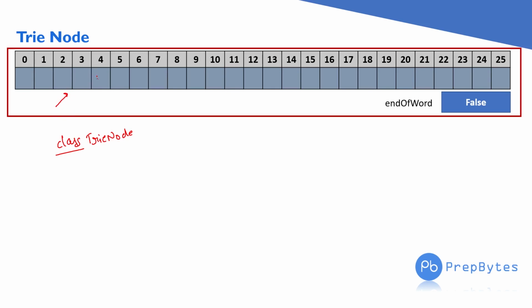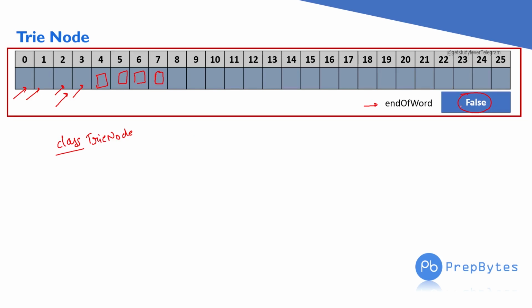What is the meaning? Each and every element will be a TrieNode itself. Then in the beginning you have to make all these values null. And obviously we will have a boolean variable, end of word, and its default value will be false.